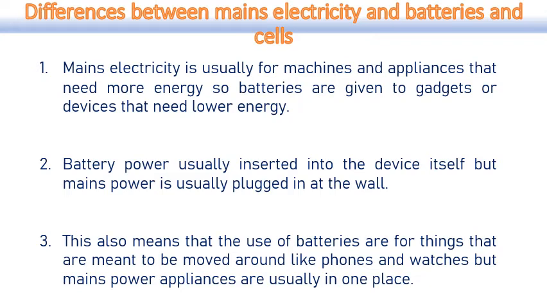Finally, what this means is that battery power is for things that are meant to be moved around, like phones, watches, etc. And mains power is for things that are supposed to stay in one place, like washing machines and televisions.